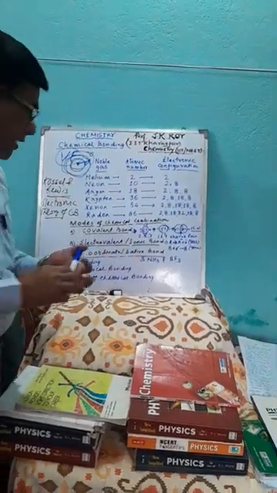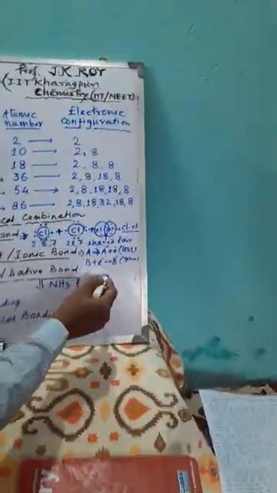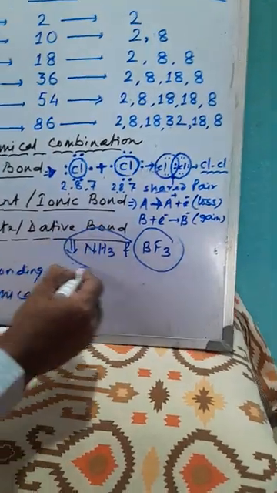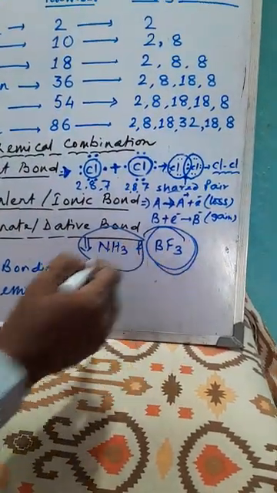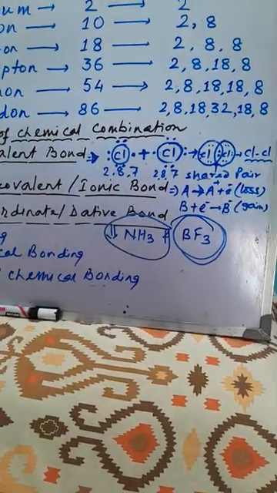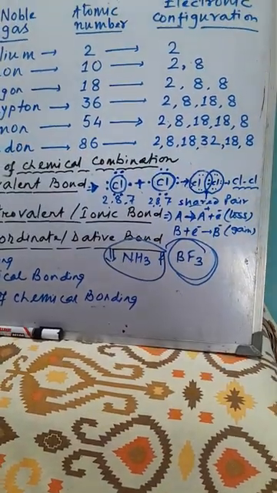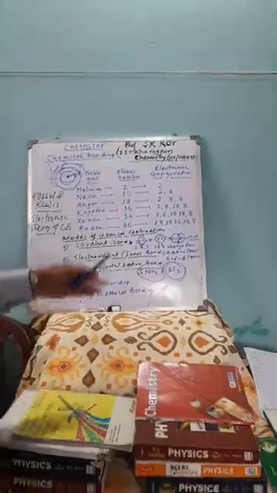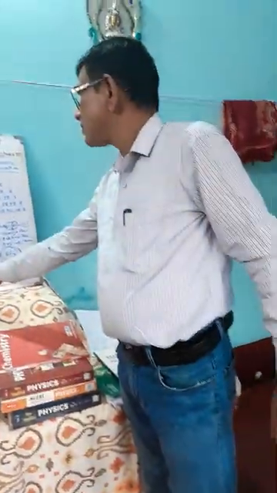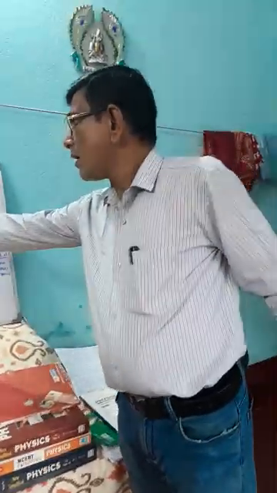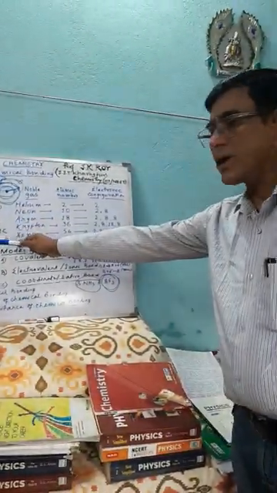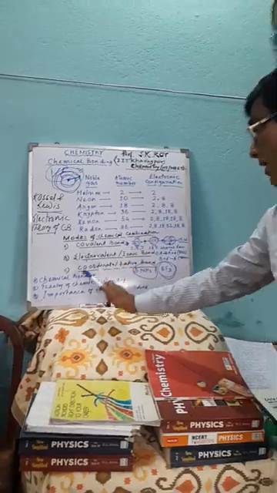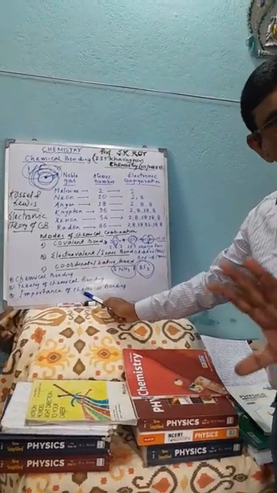Okay, in case of ammonia and BF3, they are fantastic examples of coordinate dative bond. Okay, clear? Now, the importance of chemical bonding we have already discussed. Theory of chemical bonding, clear? Proposed by Kossel and Lewis, electronic theory. Okay, now importance of chemical bonding, that also.